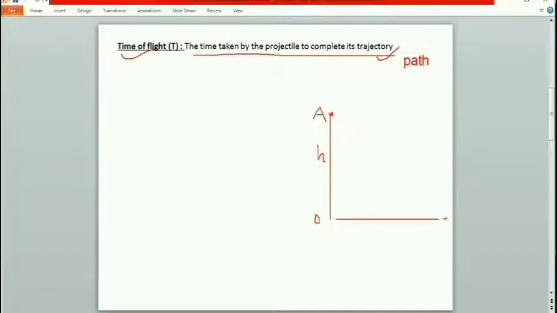ठीक है, we are taking it in 2 dimension, x and y. Now the projectile is thrown with initial velocity u in horizontal direction only. So what will happen? After that it will move under the effect of gravity only and reaches the earth surface at point B. Now the time taken by the projectile to complete this path is called time of flight. ठीक है, हमें इसके लिए एक्सप्रेशन निकालना है टाइम ऑफ फ्लाइट के लिए.